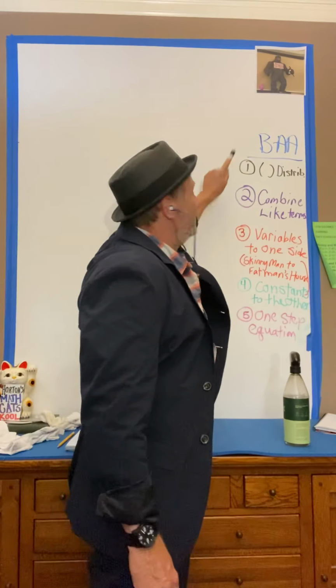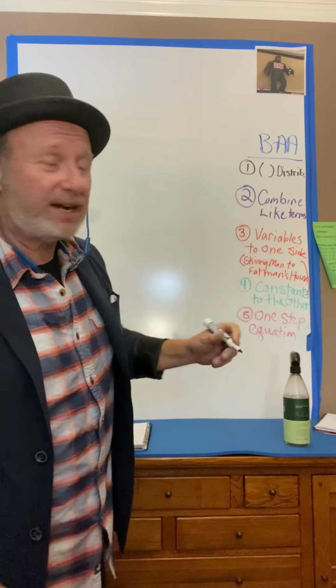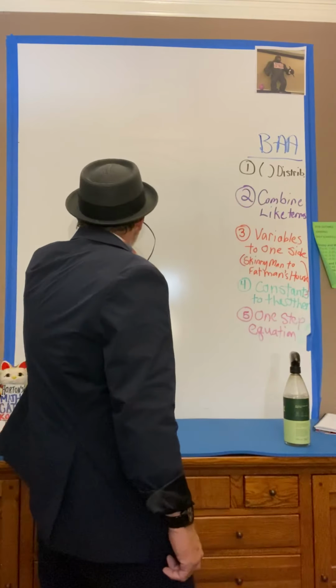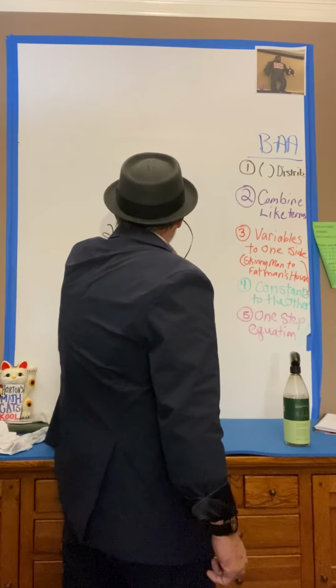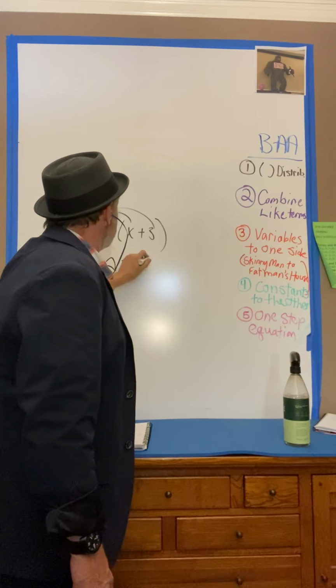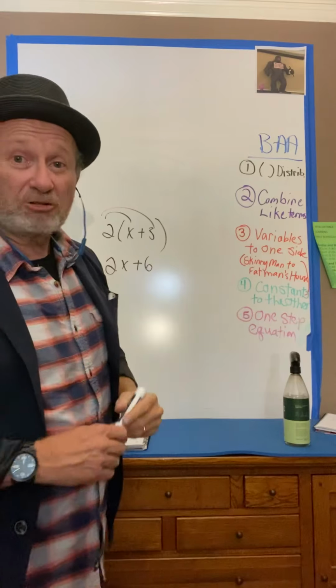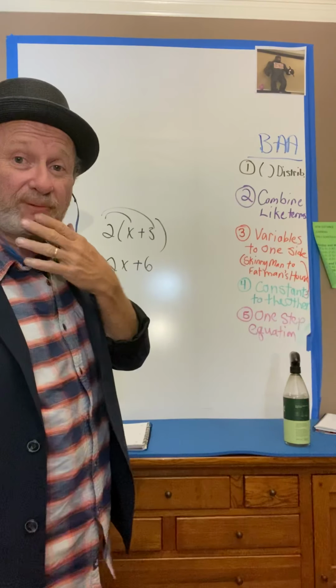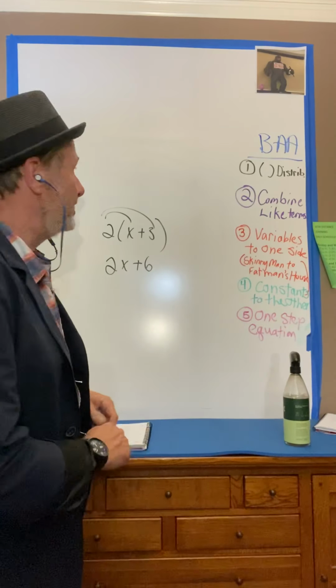Step 1, you're going to get rid of parentheses by distributing. All right, so I've got 2(x plus 3), distribute to the two terms, and you get 2x plus 6. Sound good? That's the distributive property. You remember that from last year.